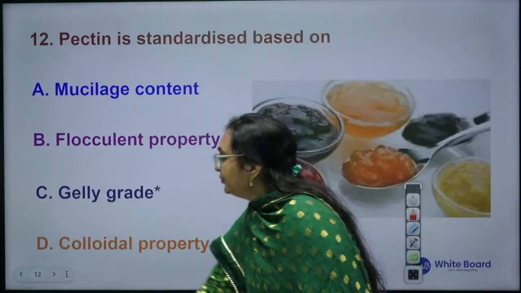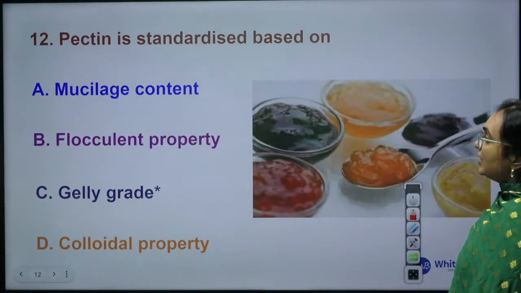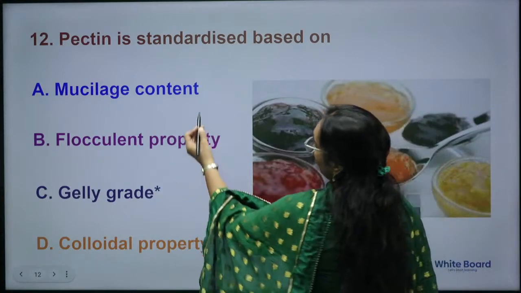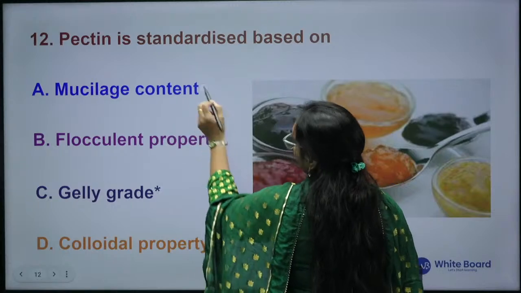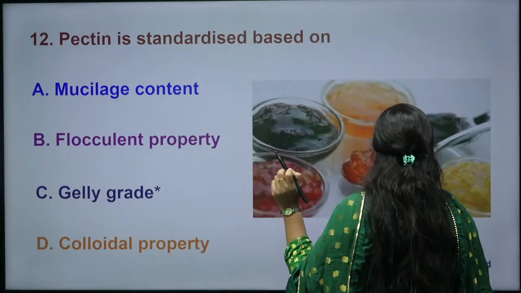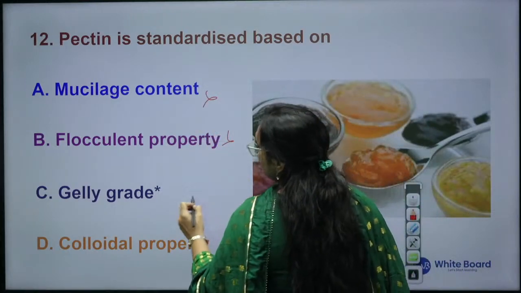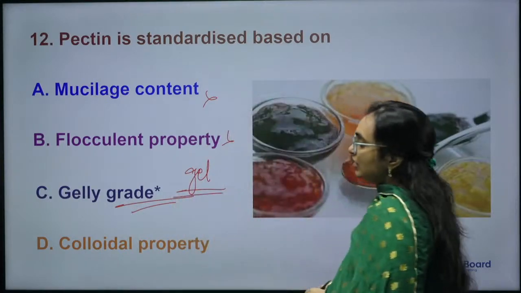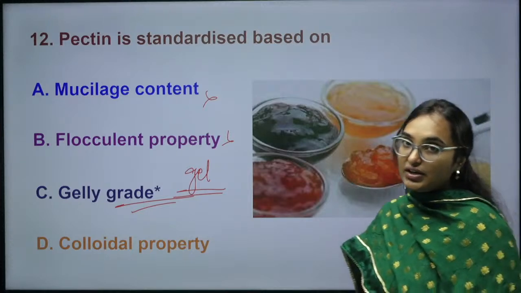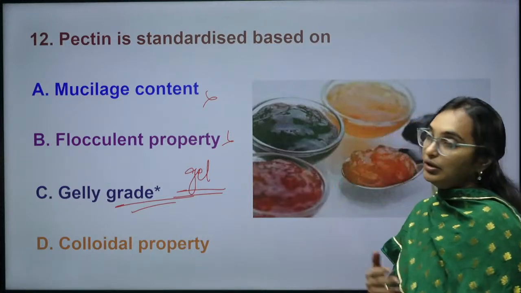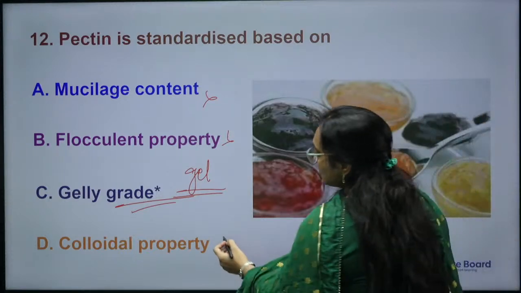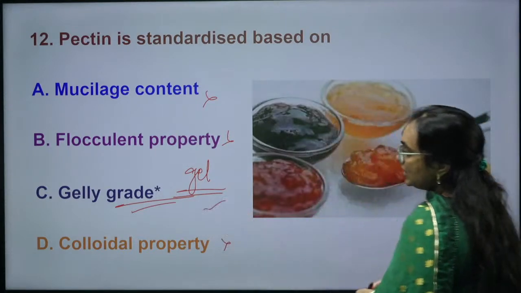Next question. Pectin is standardized based on, not mucilage content or flocculent property. Pectin has the tendency to form a gel-like nature, that is why its jelly grade is measured as the standardized base for pectin. So it forms a gel-like nature, so it is not colloidal property. The answer is C.